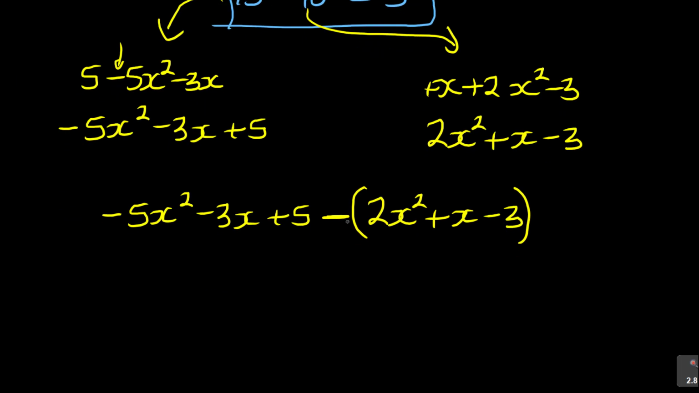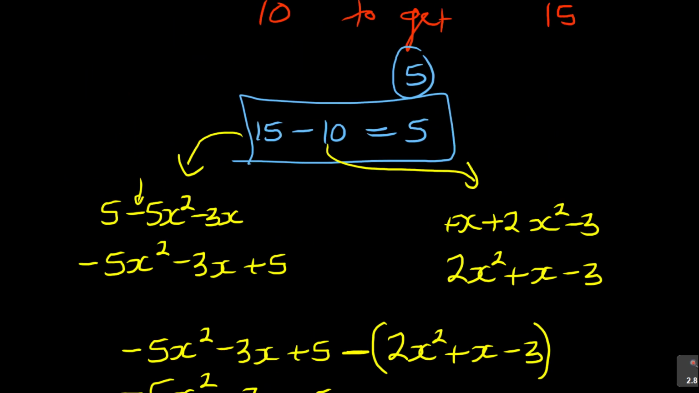Now this bracket means this negative will go inside and turn everything, changing the sign. So it will be what? It will be minus 5x squared minus 3x plus 5. Some of you are forgetting, where did I get this minus? I got it from here, guys.